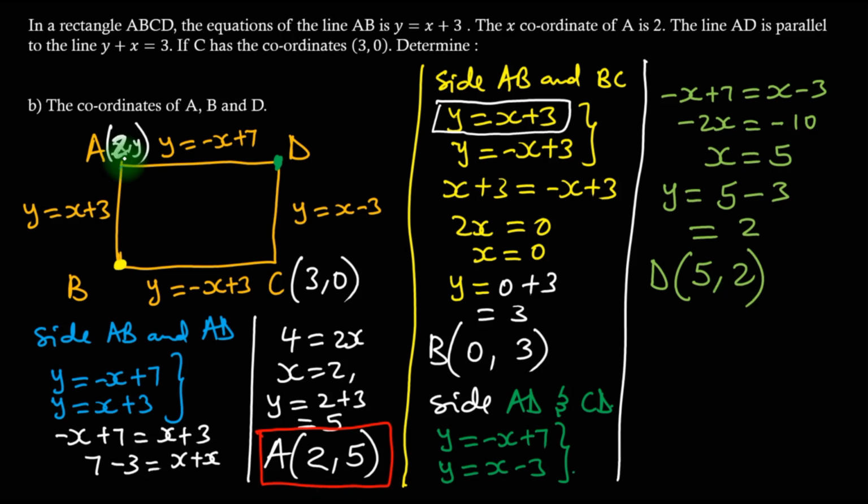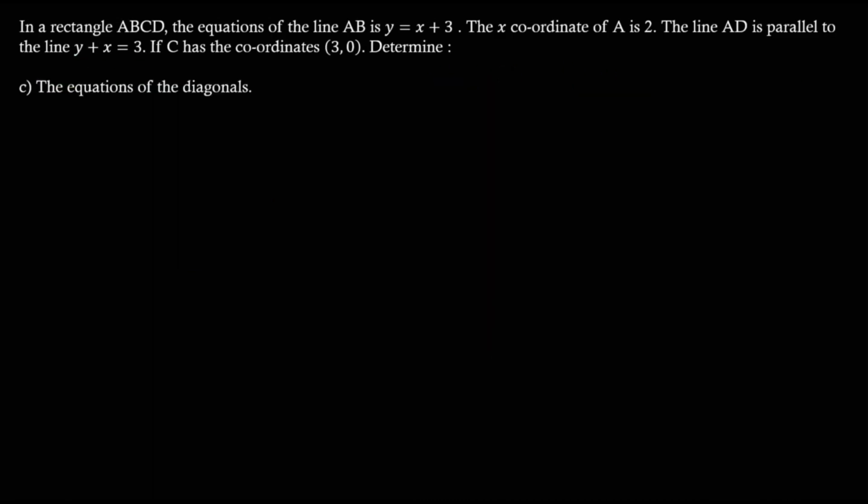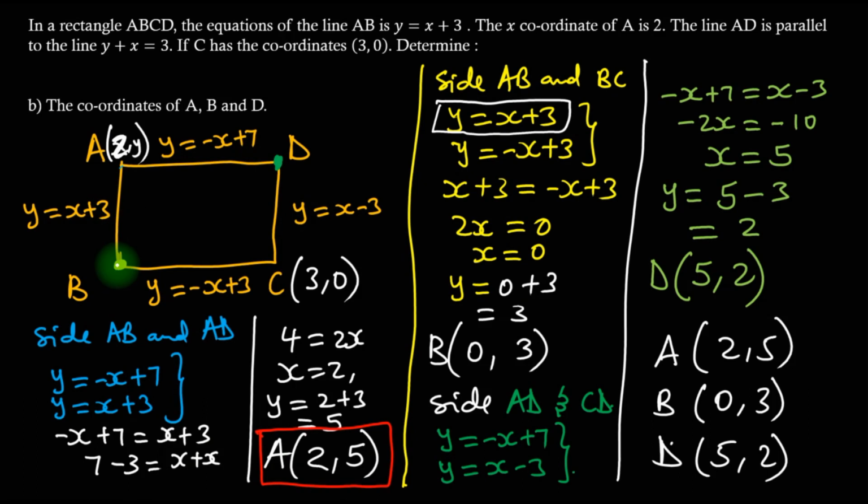In general, we have been able to find all the coordinates of A, B, and D. A is 2, 5, B is 0, 3, and D is 5, 2. So we get to the last part of the question, whereby it says we find the equation of the diagonals. We need to find the equation of the diagonals.